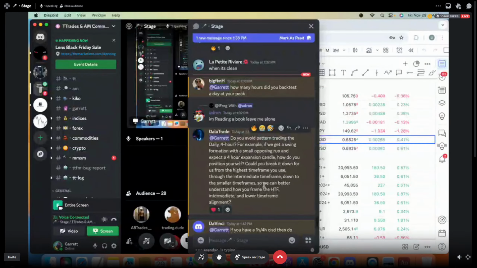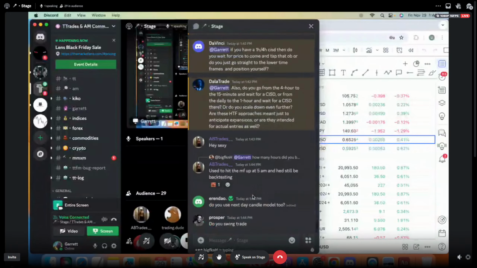Okay, let's read this now. You avoid pattern trading? Oh yeah, I do. I don't pattern trade nothing. If we get a swing formation with a small opposing run and expect our expansion, how would you position yourself? Could you break it down for us from a higher time frame? So basically go from the higher time frame to lower time frame is what you want? No, I don't swing trade.